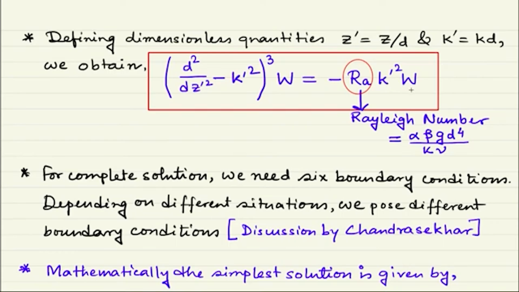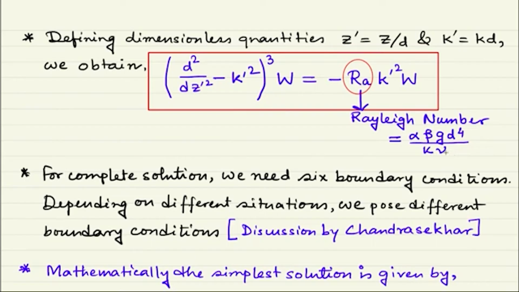Okay, this dimensionless number is known as the Rayleigh number, and it is given by alpha beta g d to the power 4 by kappa nu. There are two things to remember: the Rayleigh number increases with beta, with alpha, with d, and of course with g, but g is considered constant here. It decreases with kappa and nu.